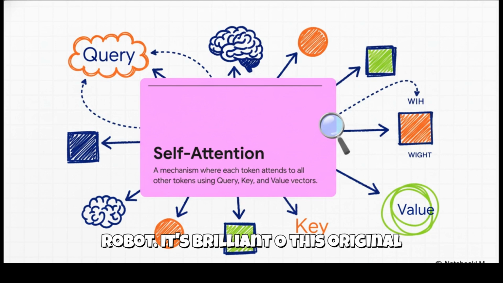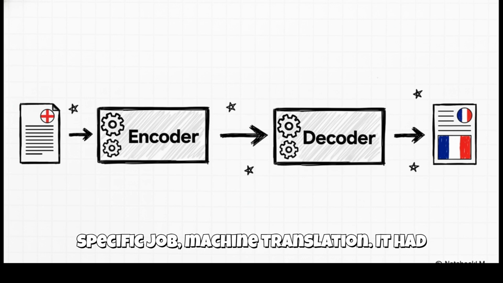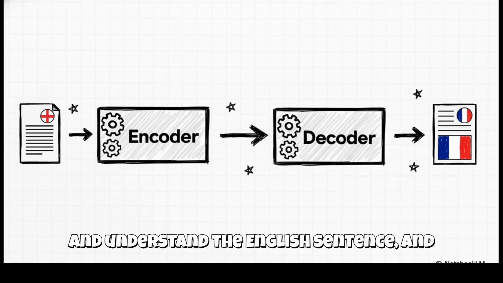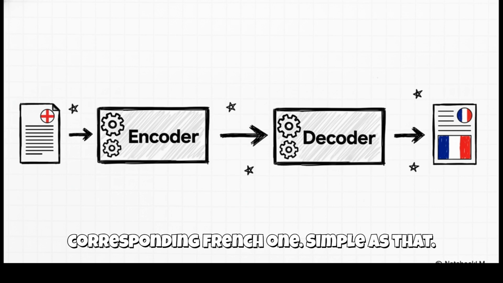It's brilliant. So this original design was purpose-built for one specific job, machine translation. It had an encoder stack to read and understand the English sentence, and then a decoder stack to write the corresponding French one. Simple as that.